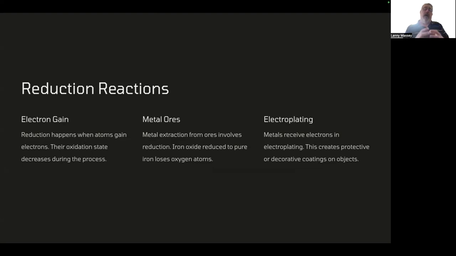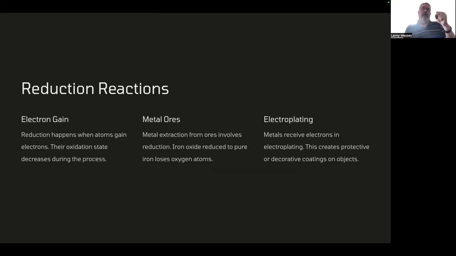Now, the electrons that are on the outer shell of an atom, so the furthest ones away from the nucleus, can be attracted to another atom. So in this case, one atom can be losing electrons and the other atom that's next to it is gaining those electrons. And by doing that, we have to remember electrons are negatively charged, right?